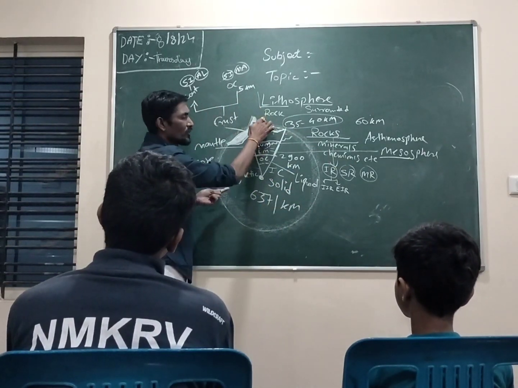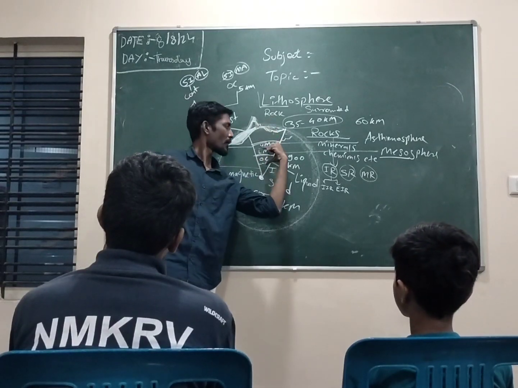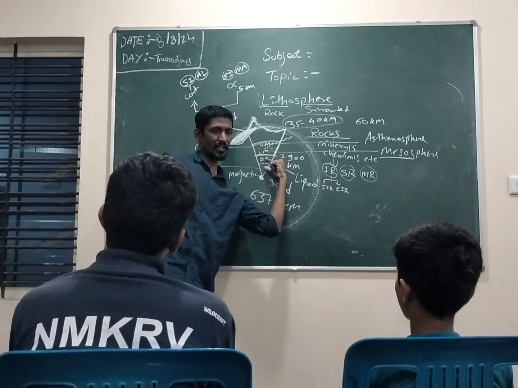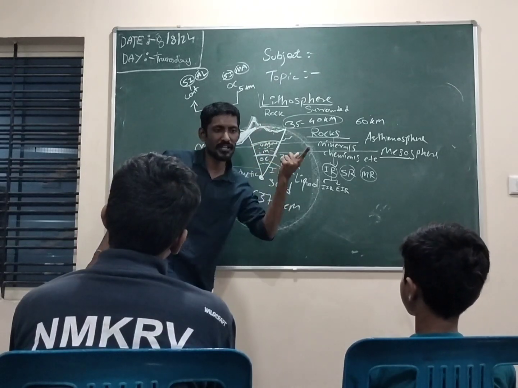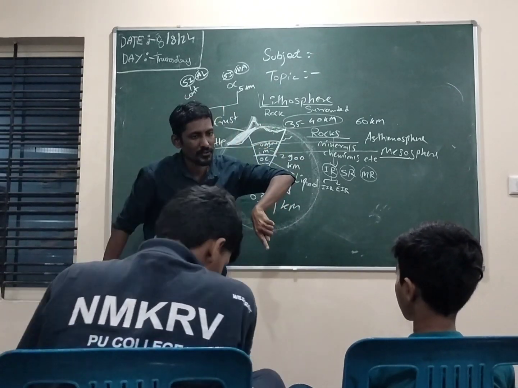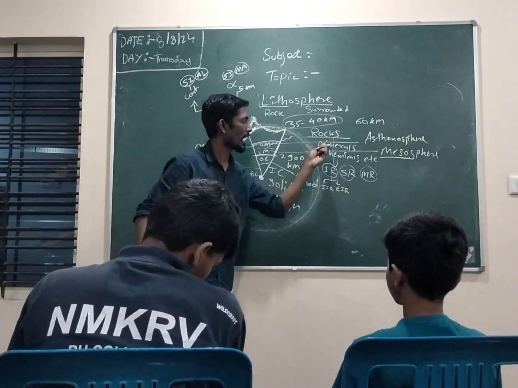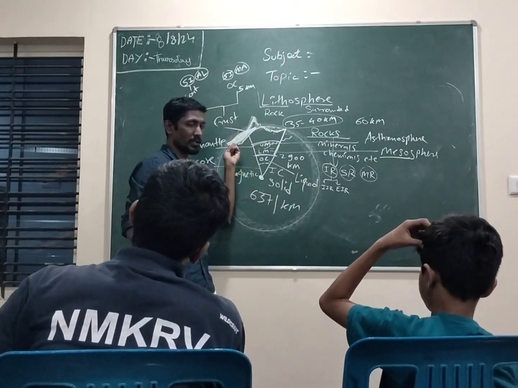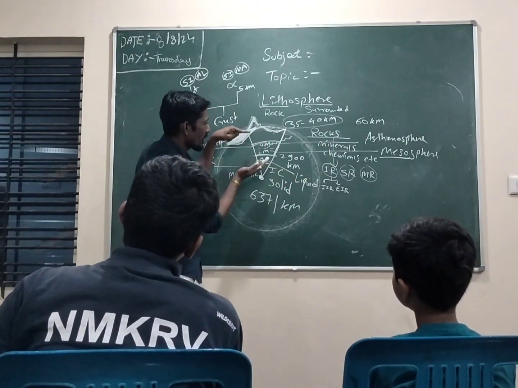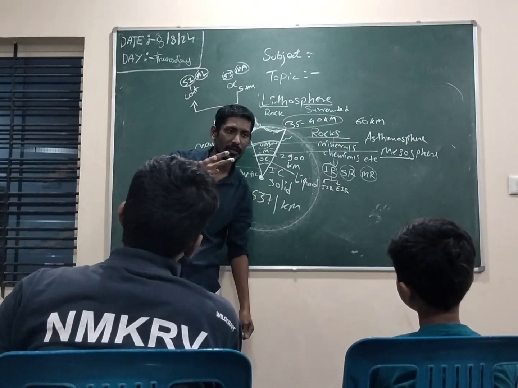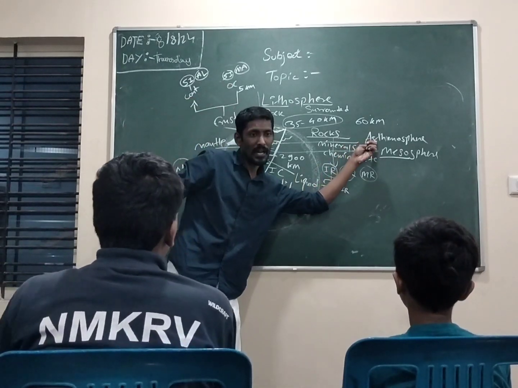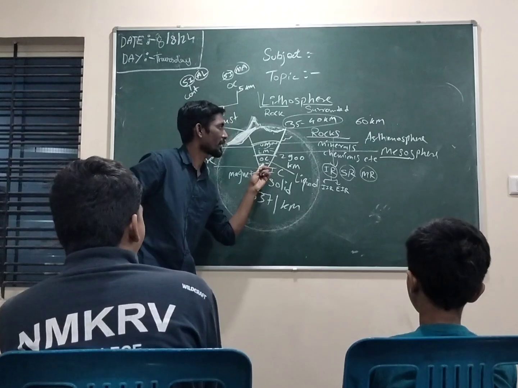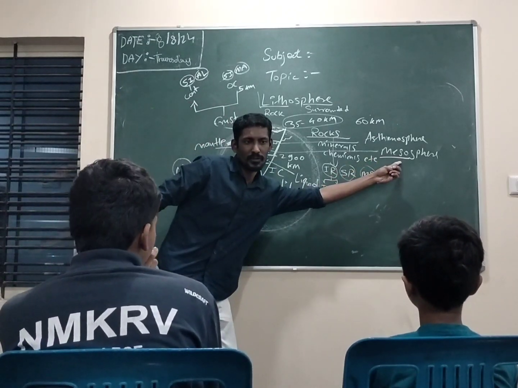No problem. This is all about crust, mantle, core. Crust is of two types: oceanic crust and continental crust. There are different rocks, minerals and chemical composition found in the rock. Then we have the mantle, which is of two types: upper mantle and lower mantle. The upper mantle is also called the asthenosphere. The lower mantle is also called the mesosphere.